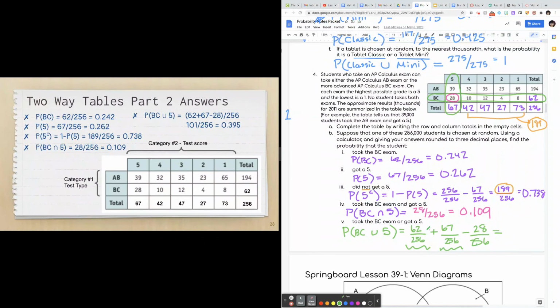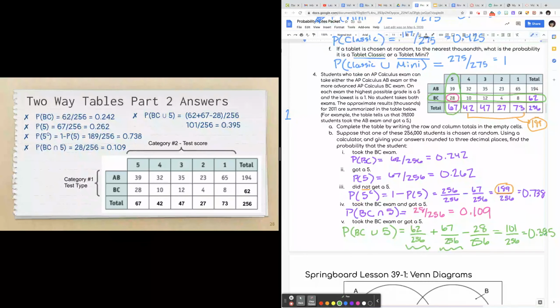Okay, so I would add 62 and 67 and then subtract 28 from that. And when I do, I get that that is 101 out of 256. Okay, and if I plug that into my calculator, I get 0.395.